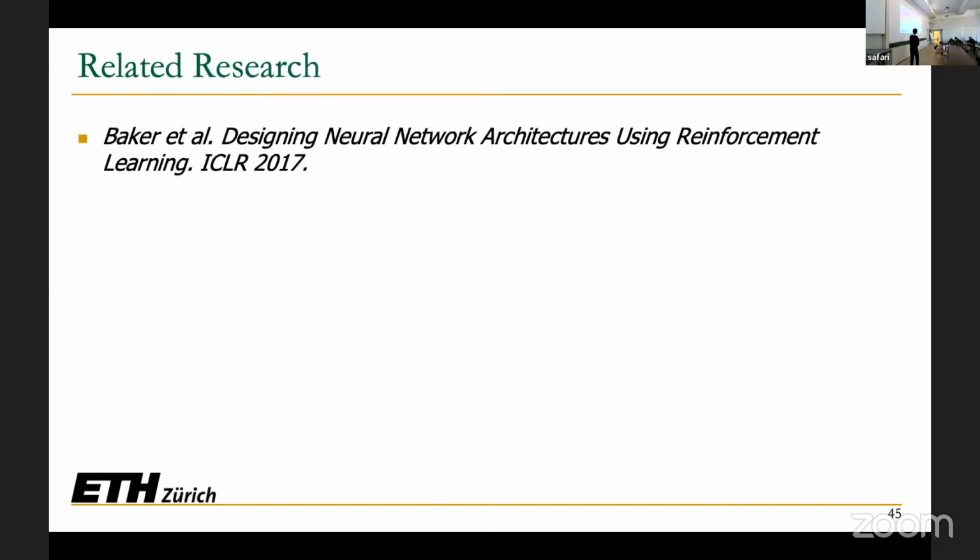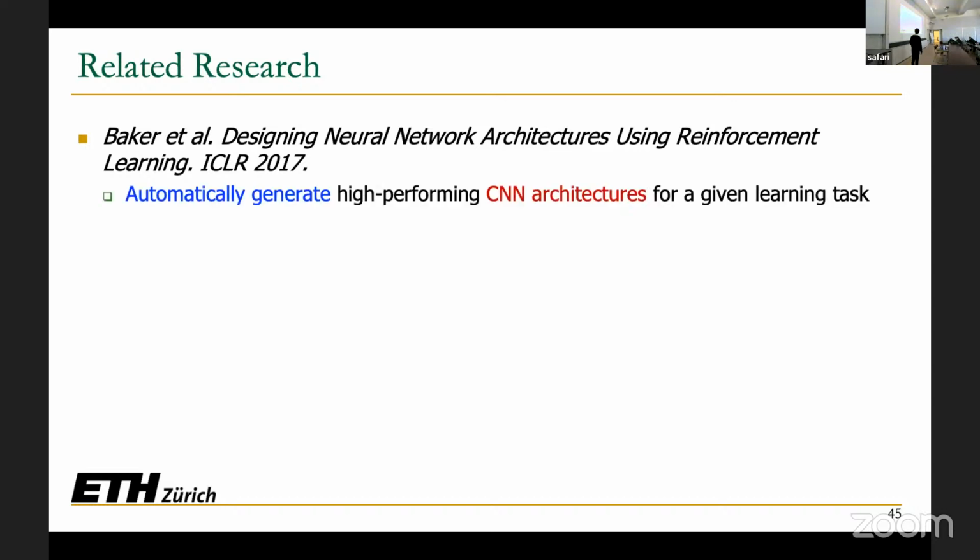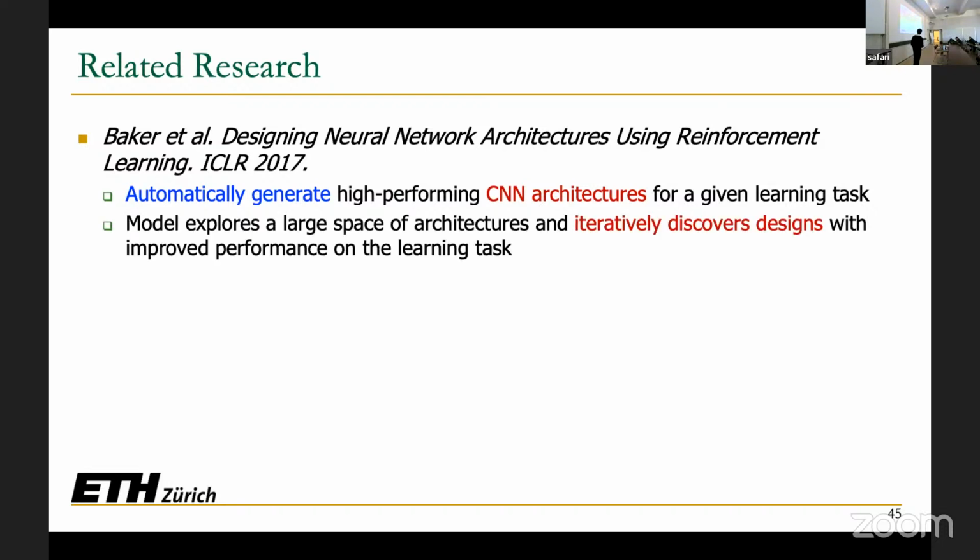Some related research for this particular discussion point is a paper that was presented at the ICLR conference in 2017, called Designing Neural Network Architectures Using Reinforcement Learning. The paper shows that they can automatically generate high-performing CNN architectures for a given learning task. It explores a large space of architectures and iteratively discovers designs with improved performance on the learning task. So ideally, we could use this research to create a model that could automatically create the layer characteristics and CNN architectures, not only for CNNs, but also for the other models.